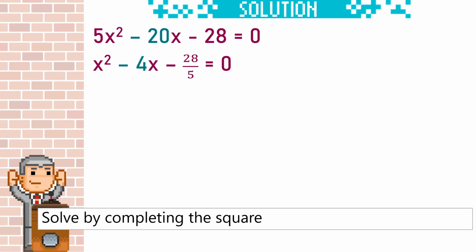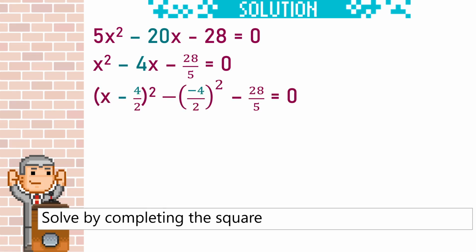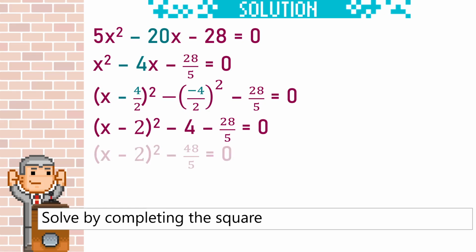So our b term is minus 4, so half of that will be 2. So it would be x minus 2 brackets squared minus 4, which is 2 squared. And then we've got that minus 28 over 5 at the end. Now we can collect the number terms together to get 48 over 5.